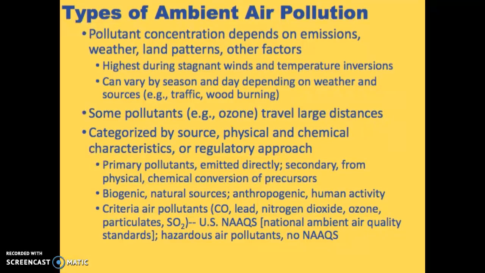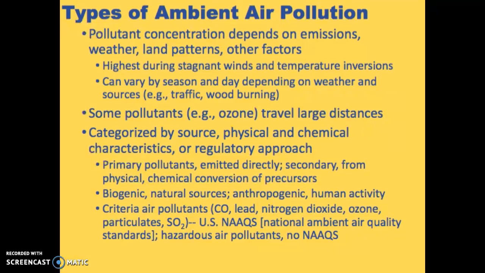We can also categorize ambient air pollutants by their source and their chemical characteristics. So the first way to characterize them is whether they are primary or secondary pollutants. So primary pollutants are emitted in their current chemical form from the source, whereas secondary pollutants are formed from primary pollutants and other reagents. Secondary pollutants are formed by a chemical reaction. We also think about whether the source is biogenic, such as natural sources, things like plant decay, volcanoes, or whether the air pollution is caused from anthropogenic activity, that's human activity, such as burning fossil fuels or driving cars.